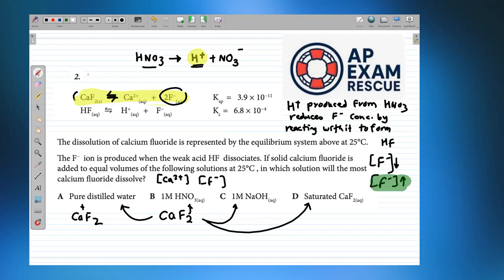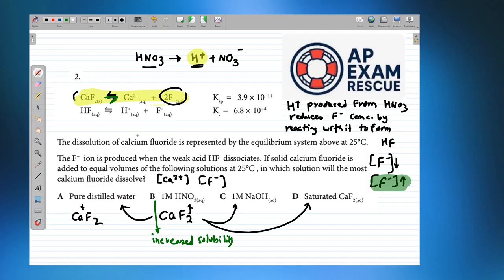So this means that there will be more F minus. When there is more F minus, does this mean towards solubility or towards precipitation? Solubility. So this one has increased the solubility, and this is what we are looking for, because the question asks which one will move this forward more. Okay, what if I put OH minus?